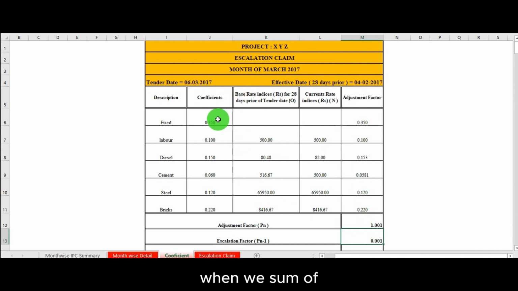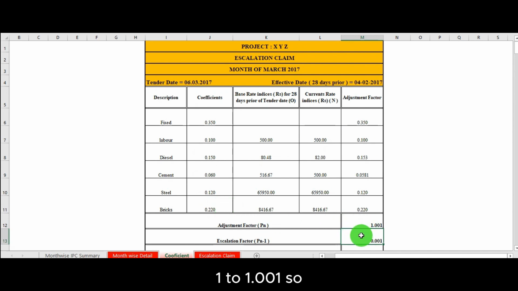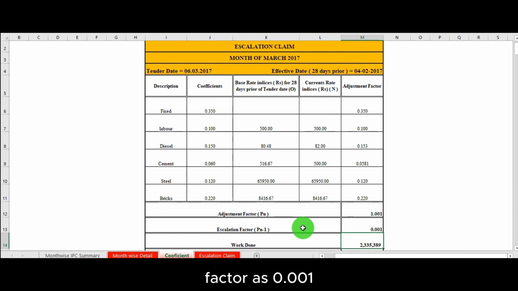However, when we sum up the coefficients given by the client, it adds up to 1. So the adjustment factor increases from 1 to 1.001. So the adjustment factor is 1.001, and by subtracting it from 1, we will get the escalation factor as 0.001.